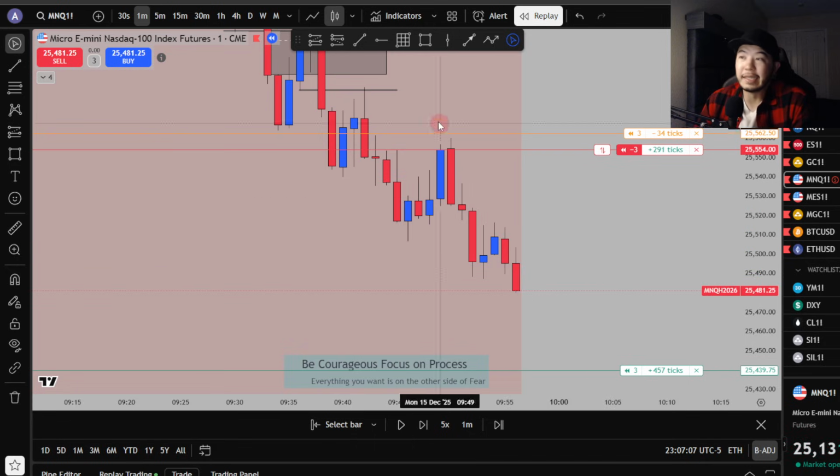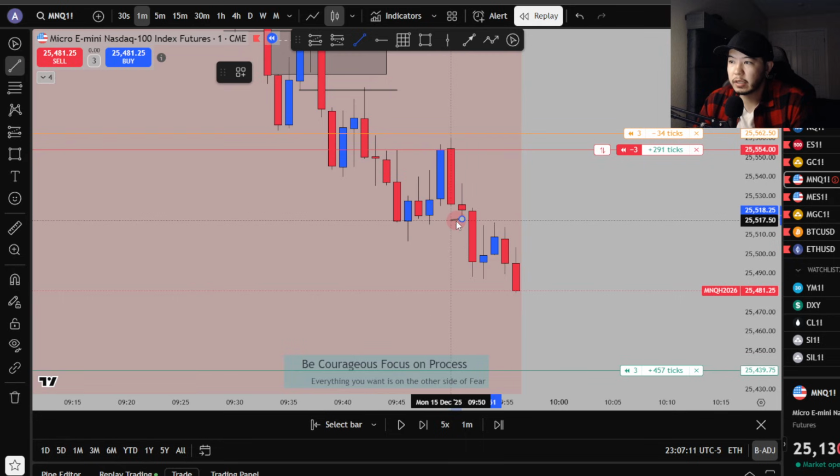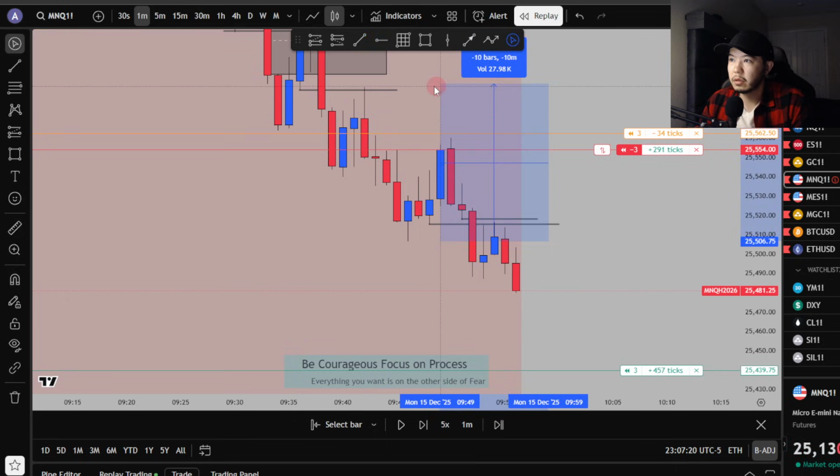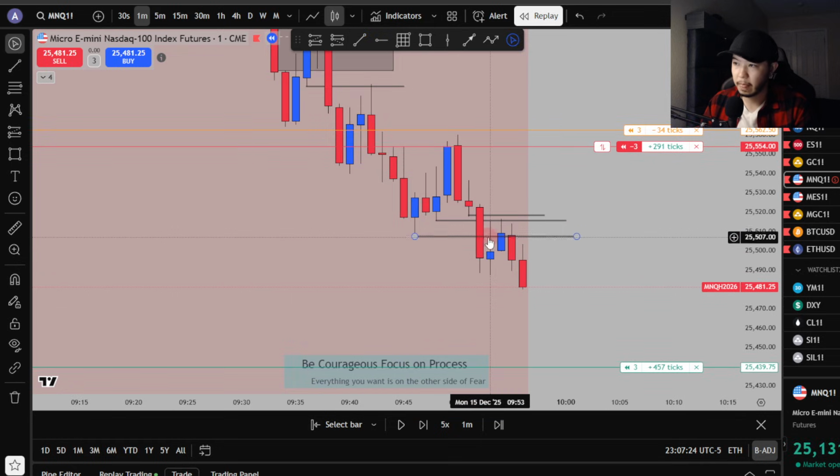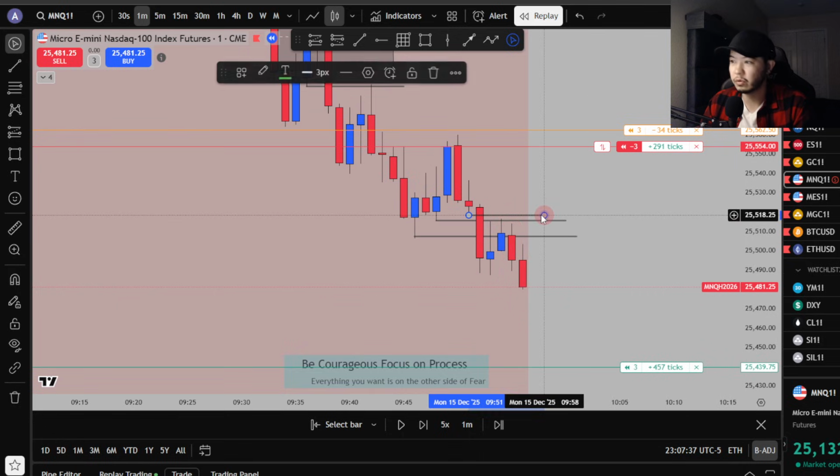Look, and the price does the same damn thing. Let's say you mark all these levels. You mark this one. You mark this one. And you mark this one. Look, it does the same thing over and over again. Price came down to this line, to this line, to this line, and rejected. It's too simple. It's too easy. It's too good.